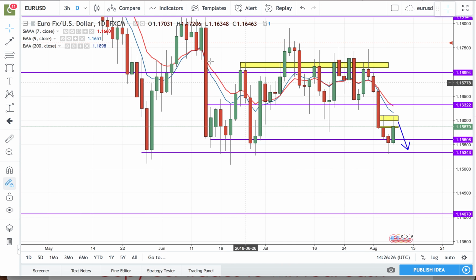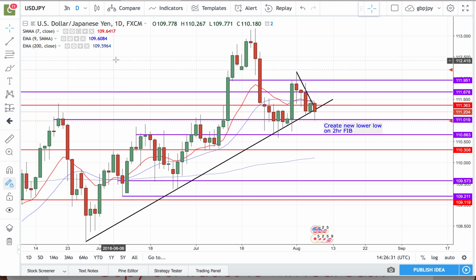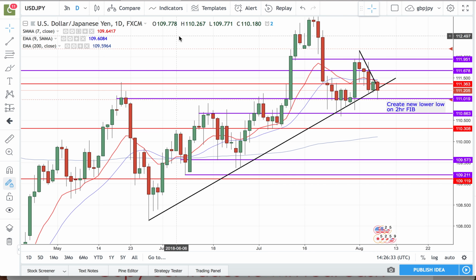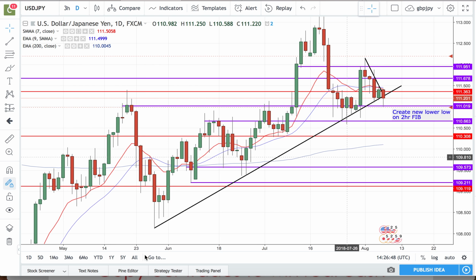We will look at also one of the requested pairs from the members, which is USD JPY, and we will start on the daily chart. This black trend line is very, very strong. It has been touched and rejected quite a few times, and you can see from the higher highs and the higher low swings that USD JPY on the daily time frame is in a buy mode.